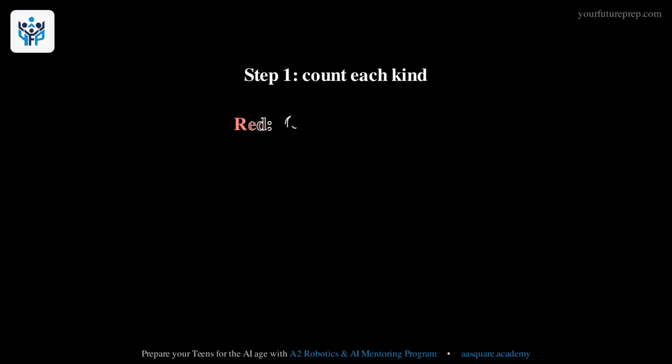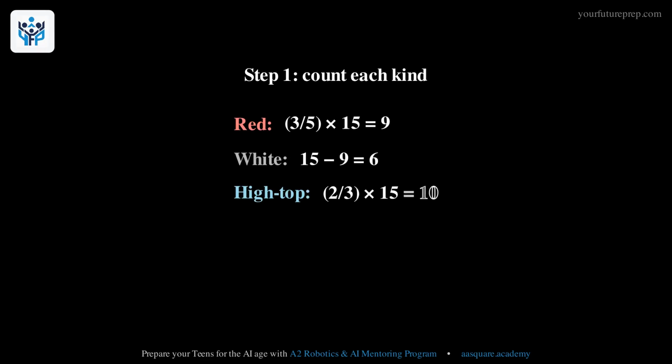First, count each kind. 3/5 of 15 is 9. So 9 pairs are red and the other 6 are white. 2/3 of 15 is 10. So 10 pairs are high top and the other 5 are low top.